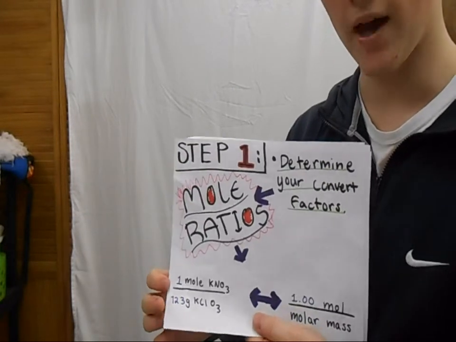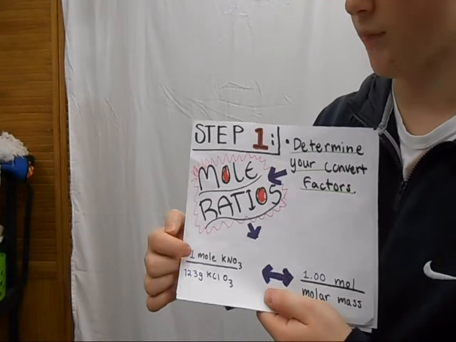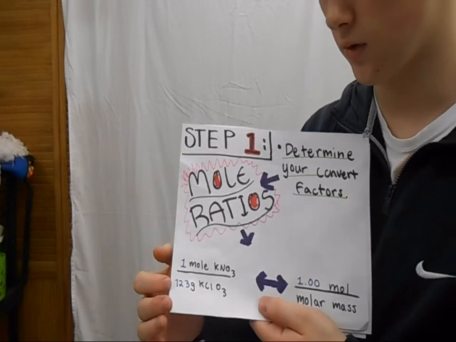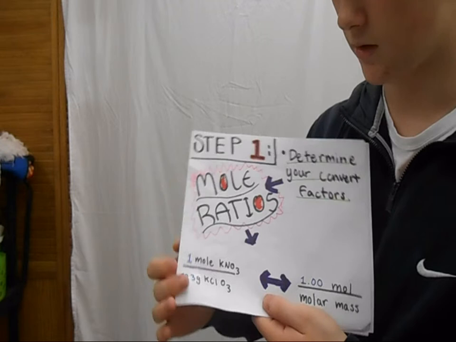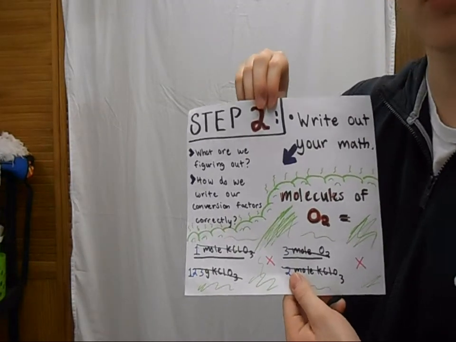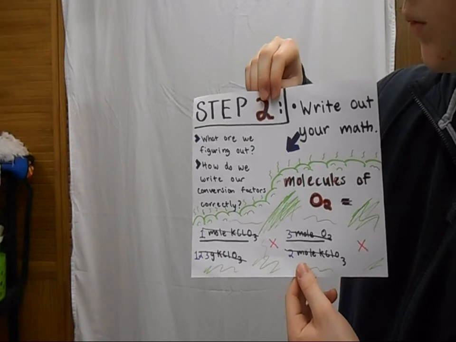So after a little bit of math, which I chose not to explain, we have 1 mole of KClO3, potassium chlorate, over 123 grams of KClO3. 1 mole over our molar mass. Step 2, write your equation once you have all your factors. What are we figuring out?